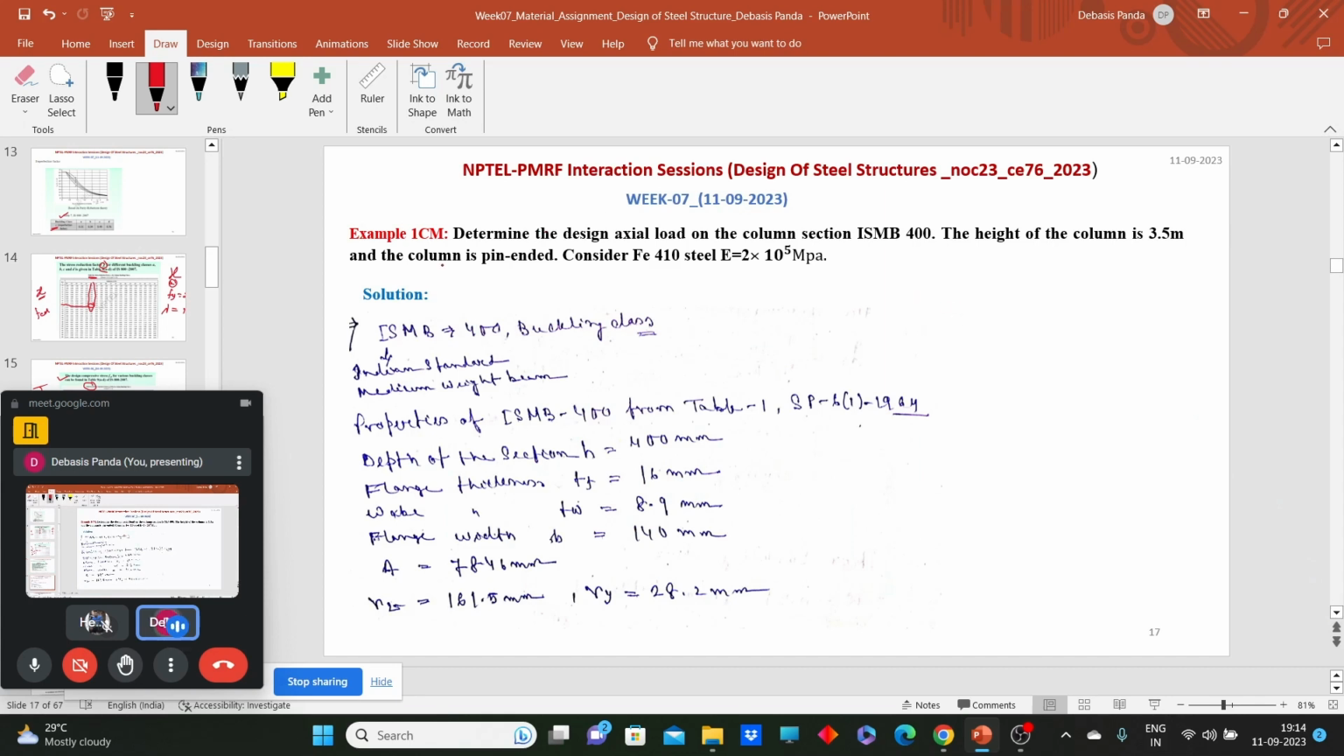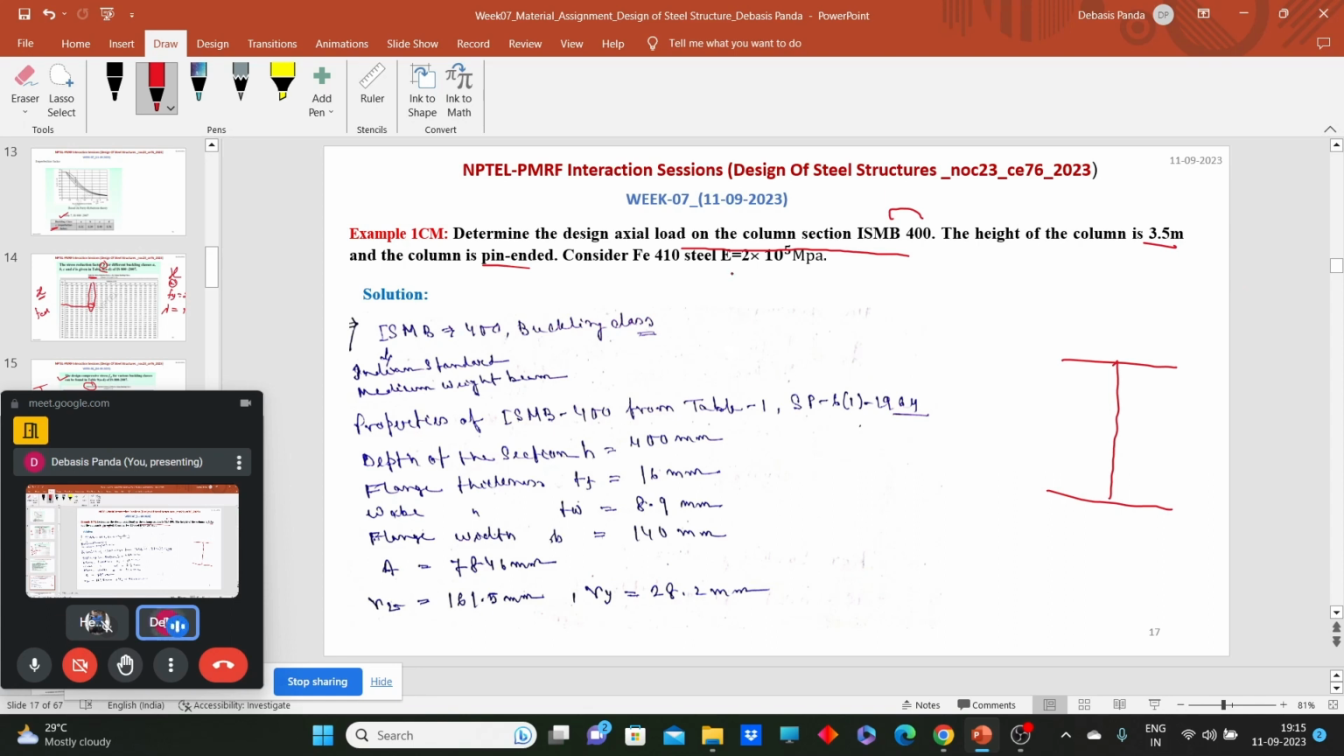So here, what the example says: determine the design axial load on column section ISMB. We have used an I section as a column where ISMB 400 is used. The height of the column is 3.5 meter and the column is pin ended. That means the length of the column is 3.5 meter and both ends are hinged.